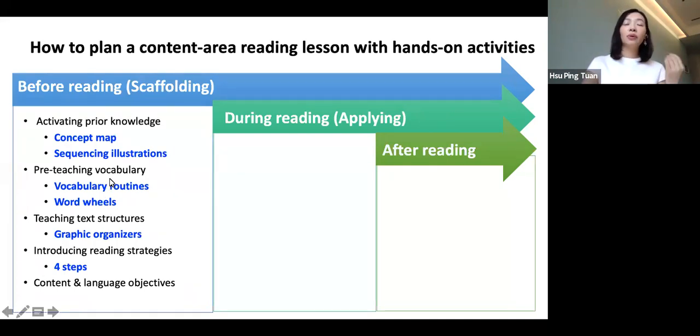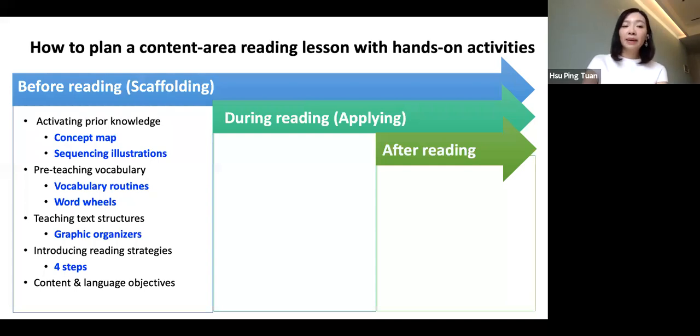Or we can also pre-teach the vocabulary with vocab routines. Remember the 4 steps. We will pronounce the word, rate the word, define the word, and also elaborate on the meaning. And also we talk about the word builds, like if you have some keywords you want students to get some extra practice, you can do that. And you can also try to teach students the text structures with a graphic organizer. But the key is that you need to make sure the graphic organizer can match the text. If it can't, please don't select that.